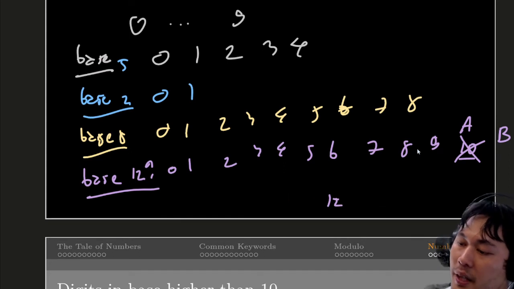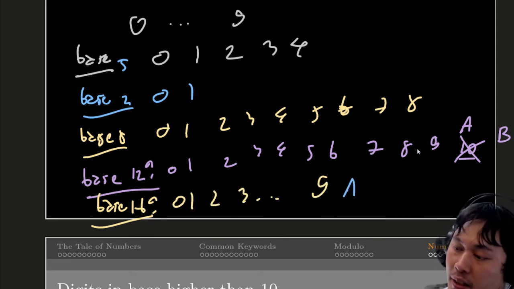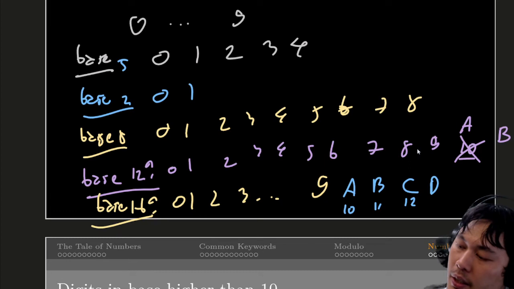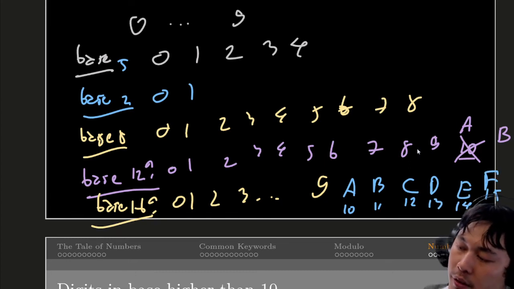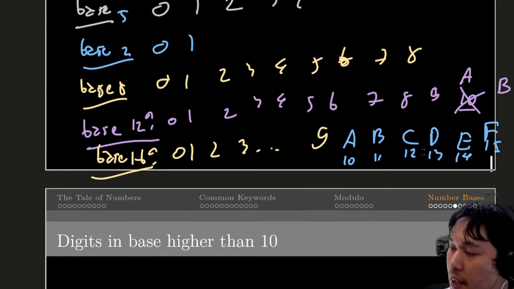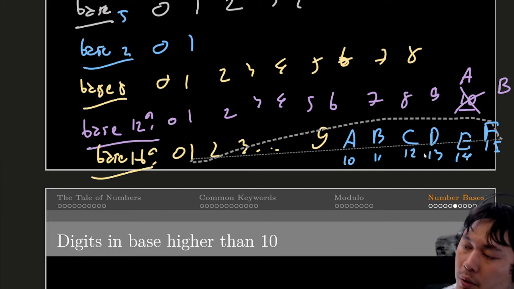Like for base 16, you use 0, 1, 2, 3, all the way up to 9. That's 9, and A represents 10. B represents 11. C represents 12. D represents 13. E represents 14. And F represents 15. Yeah, there should be 16 symbols: 1 to 15 and then 0.